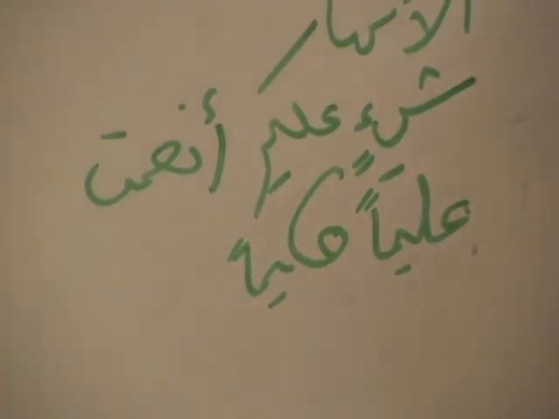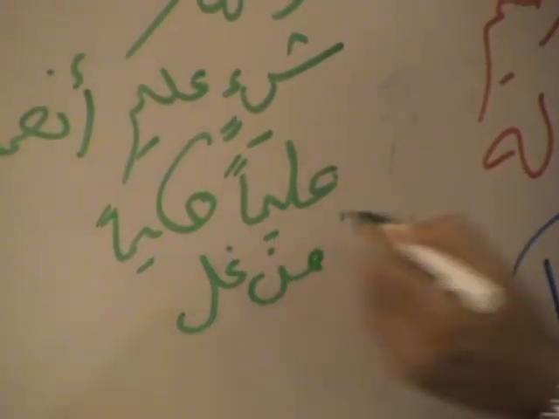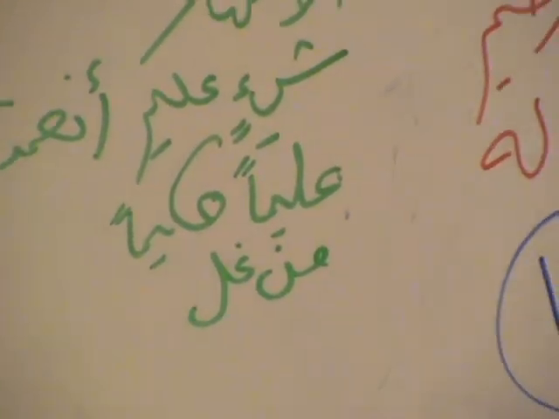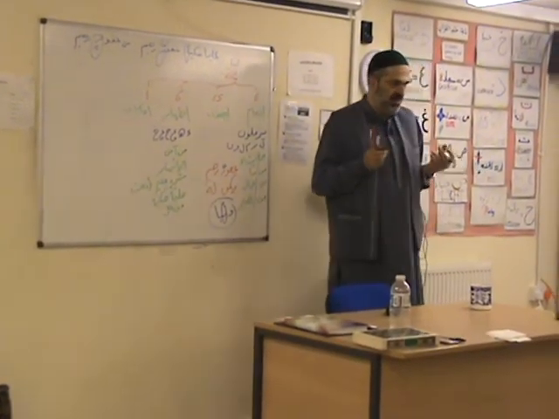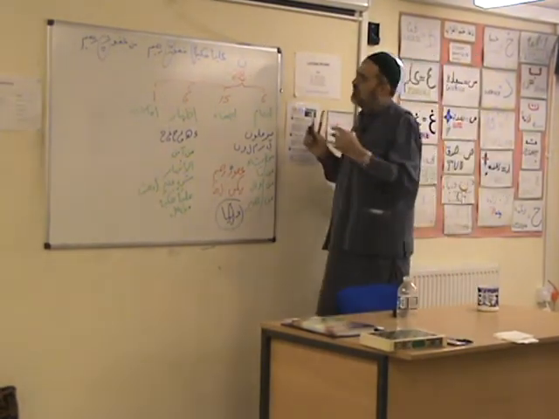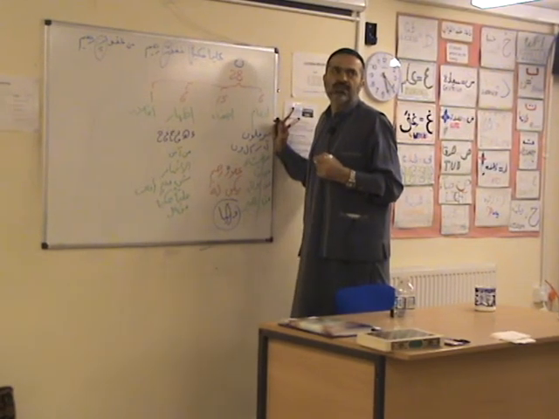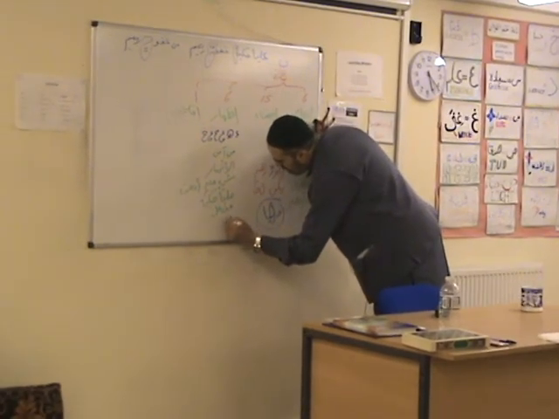For ghayn, you have من غل. ونزعنا ما في صدورهم من غل. You say من غل, no change. This is what we mean by إظهار. It's pronounced completely without any change. And you have the last one, من خفت موازينه. وأما من خفت موازينه. من خفت.